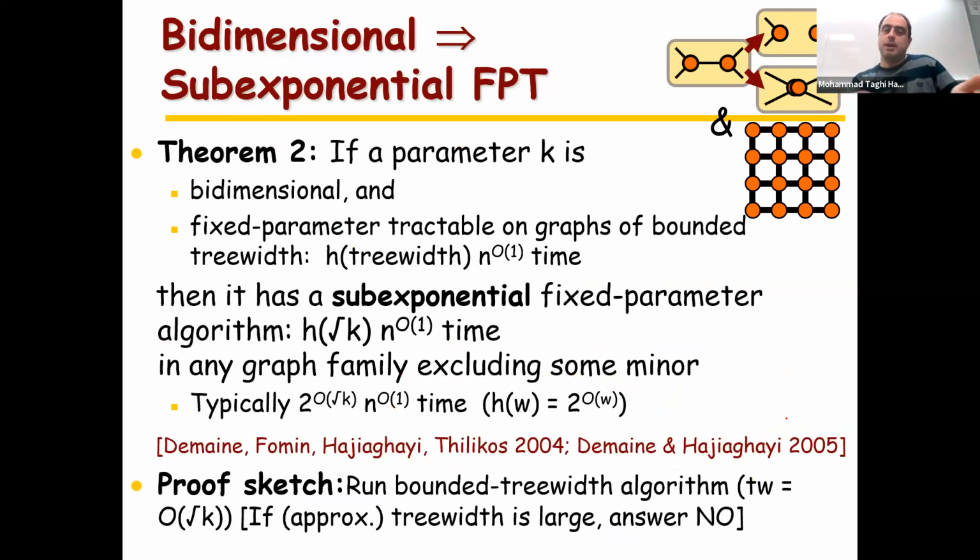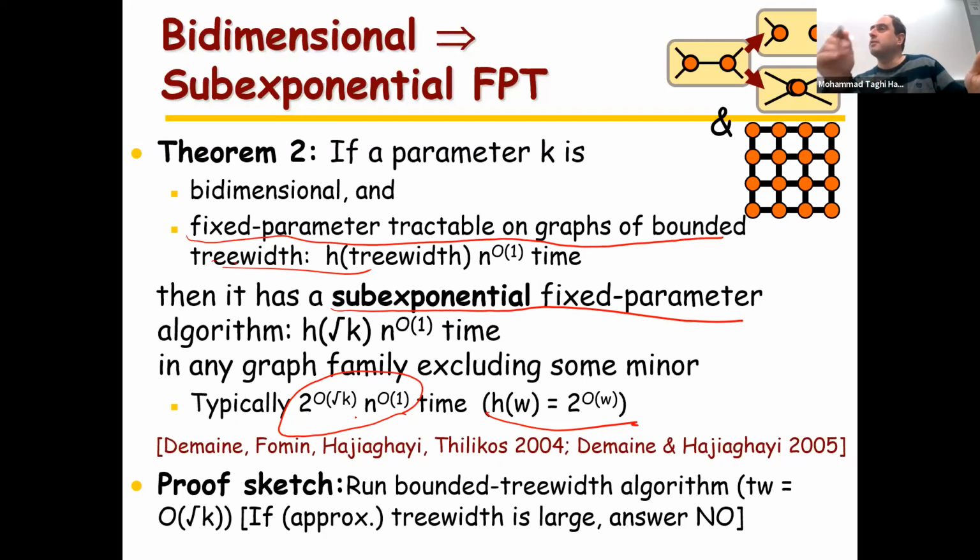If a parameter k is bidimensional and it is fixed parameter tractable on graphs of bounded treewidth, which is almost always the case, with running time h of treewidth, and generally h of treewidth is 2 to the treewidth, it means that it has a sub-exponential fixed parameter algorithm, h of square root of k. That essentially means a sub-exponential time algorithm, 2 to the square root of k times n to the order of one. And this is the best that you can get under ETH. So the fixed parameter algorithm just comes from that treewidth bound.